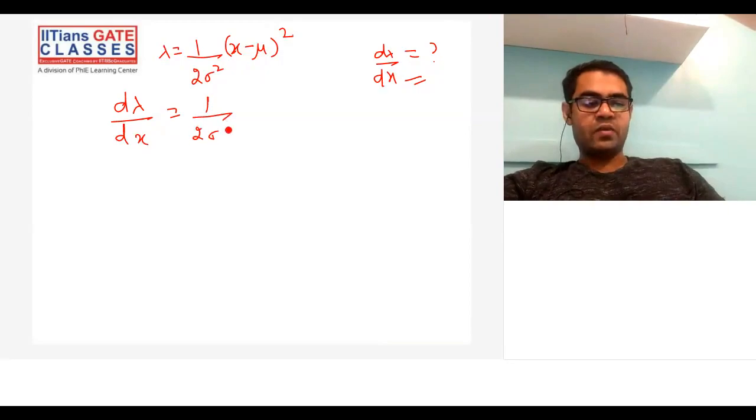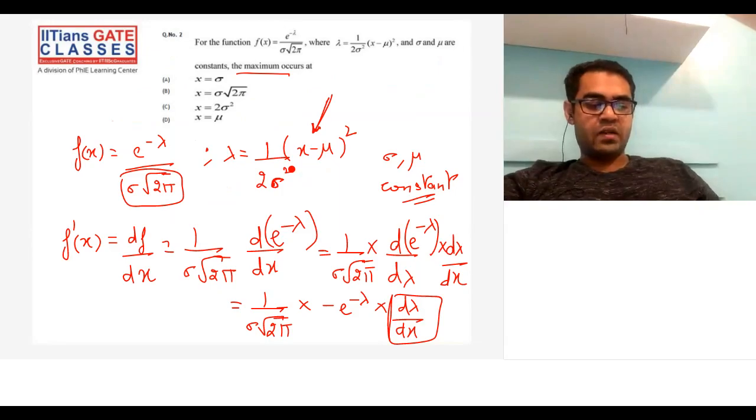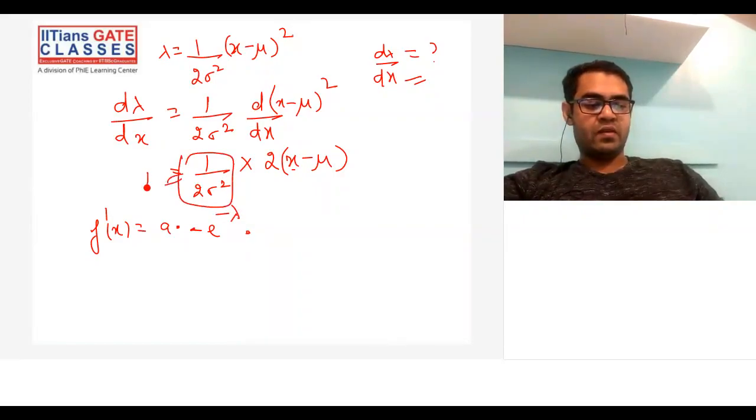So again, 1 by 2 sigma square will come outside differentiation because that's a constant. d by dx of (x minus mu) whole square. Now when you take this differentiation, this becomes 2(x minus mu). That's it. So your net term becomes, let's say this constant is a. I just don't want to write this constant again and again. So your f prime x is equal to a times minus e raised to power minus lambda into, let's say this constant is b, into b into 2(x minus mu).